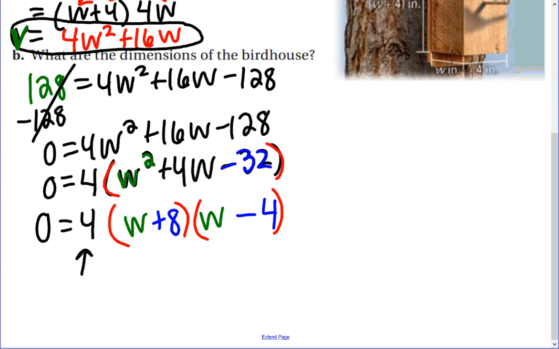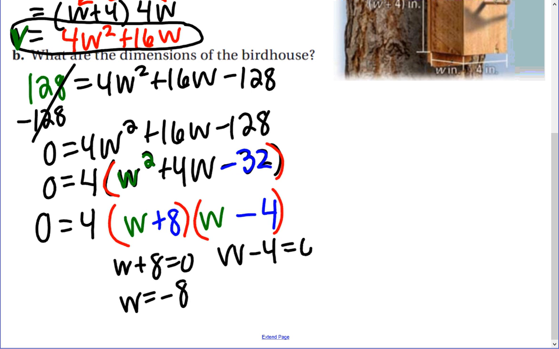Do we need to set this 4 equal to 0? No, because there's no variable there, and 4 does not equal 0, so that doesn't make sense, right? But W plus 8 equals 0. W equals negative 8. Probably not. W minus 4 equals 0.